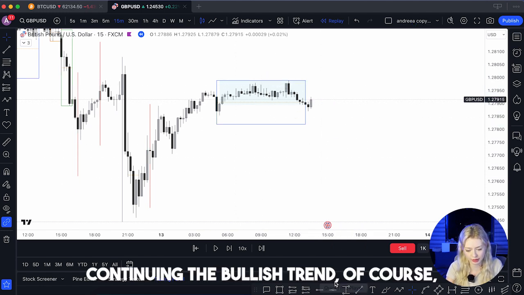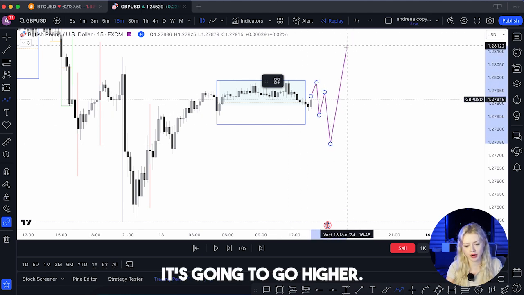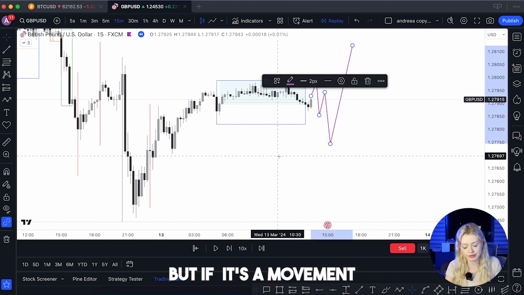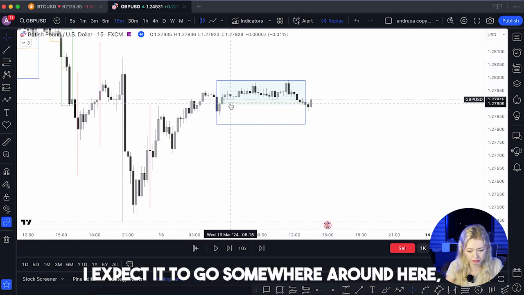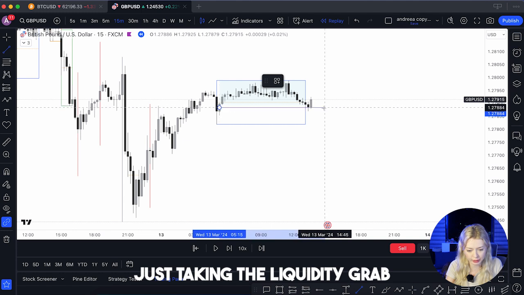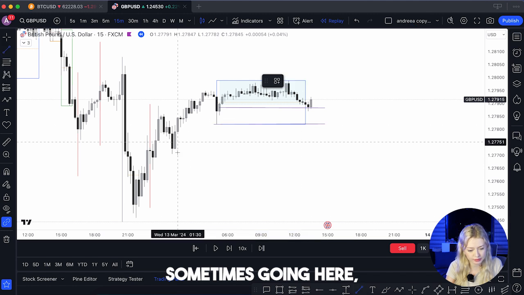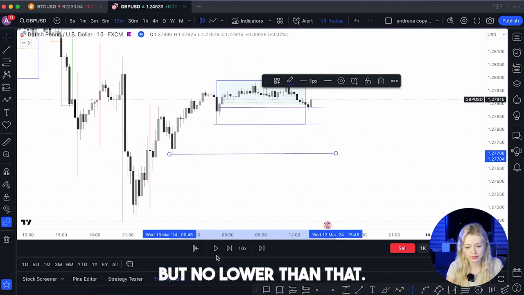When it's continuing the bullish trend, of course, it's going to have more power, it's going to go higher, so of course I expect a 1 to 3 risk reward out of it. But if it's a movement of pullback, for example, I expect it to go somewhere around here, just taking the liquidity grab, or simply swiping this liquidity off, sometimes going here, but no lower than that.